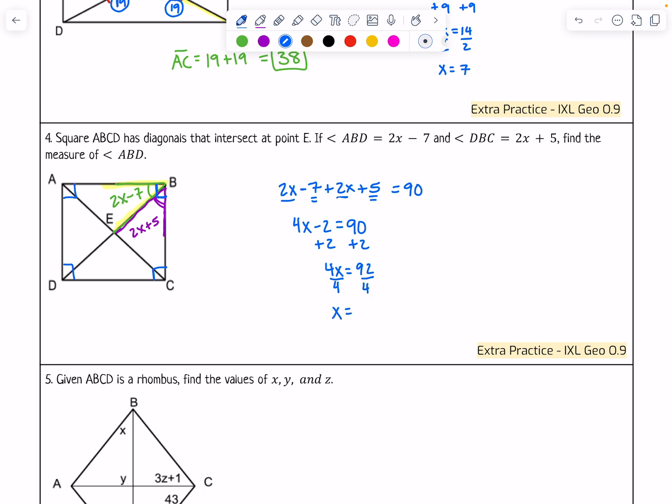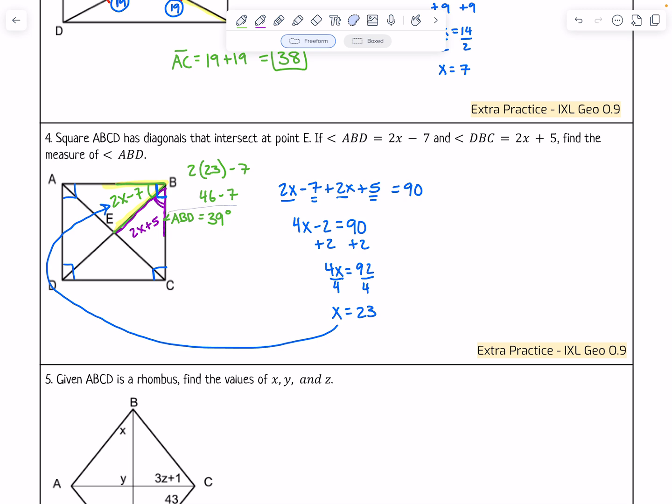So then x will be 23 when I divide. But that's not the final answer. We've got to plug it back in again. So we plug it into angle ABD, which is the one I wrote in green. So 2 times x, which is 23, minus 7 would be 46 minus 7. So angle ABD is equal to 39. Let me scoot this over there. We've got a little more room. So that was the final answer to number 4.